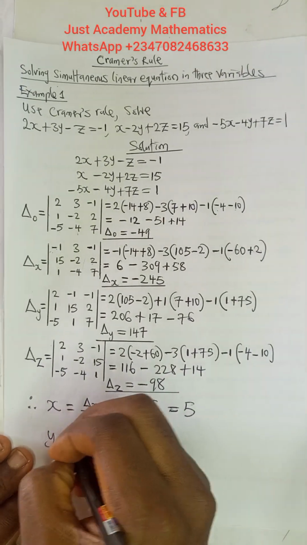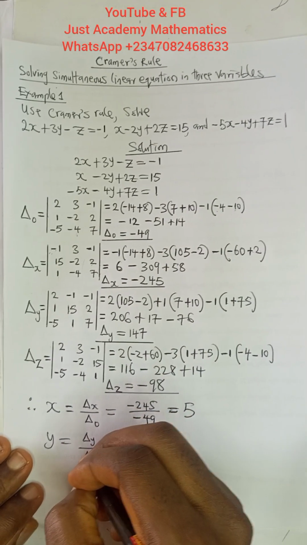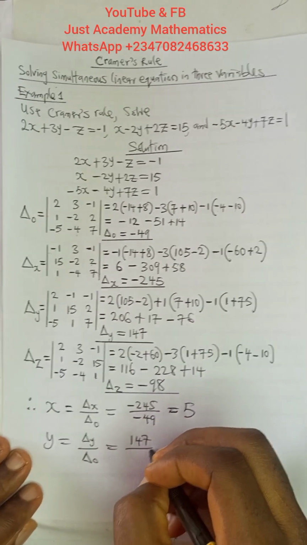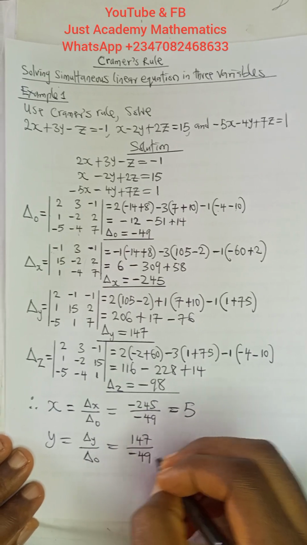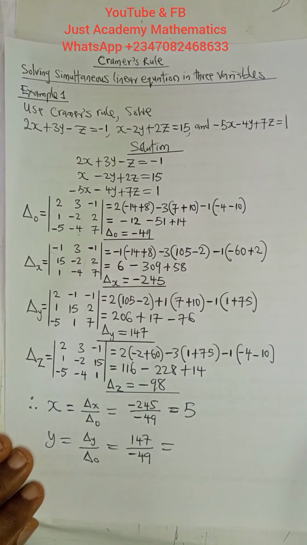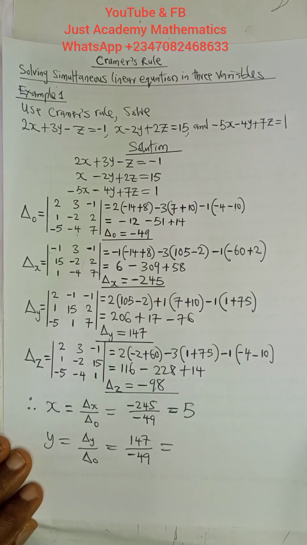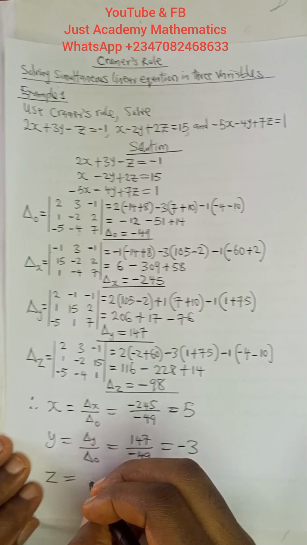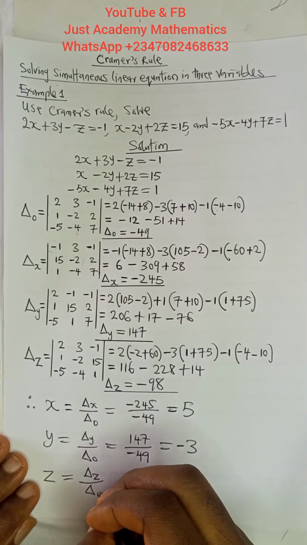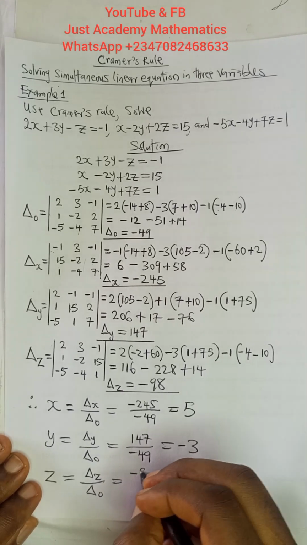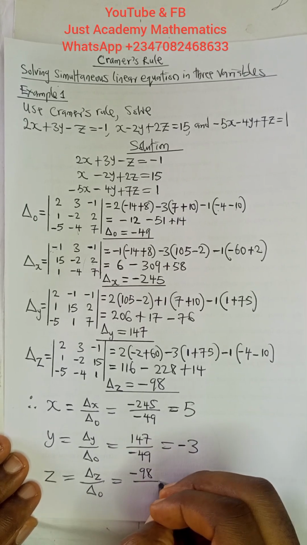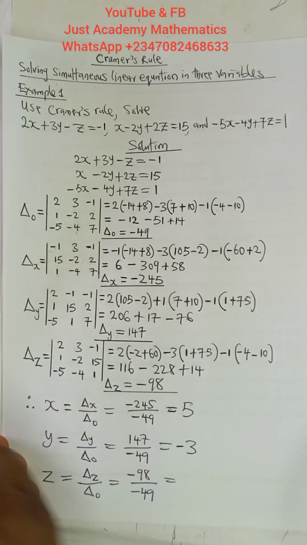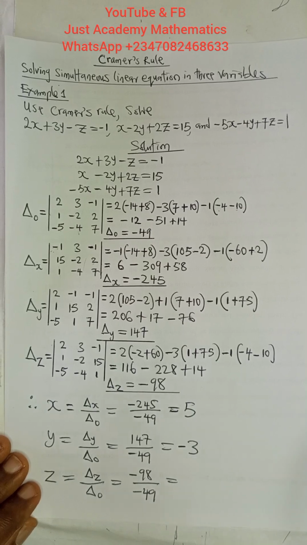Now, what is y? y is change in y over change in 0. And what is change in y? Change in y is 147 divided by change in 0, minus 49. So let's check it out. 147 divided by 49 will give us negative 3. And finally, z is equal to change in z over change in 0. And what is change in z? Minus 98 over change in 0, minus 49. Minus cancels minus. 98 divided by 49, of course, is what?